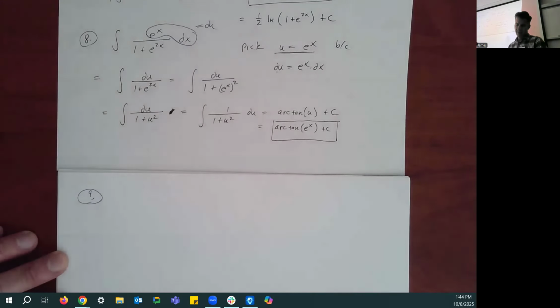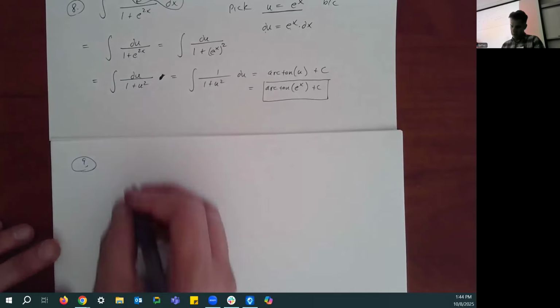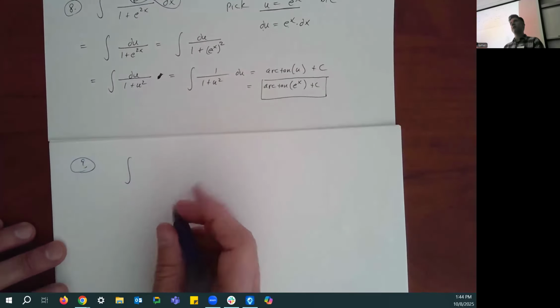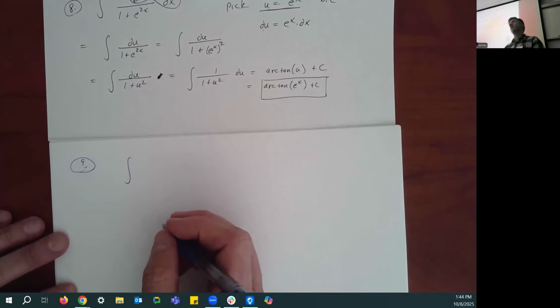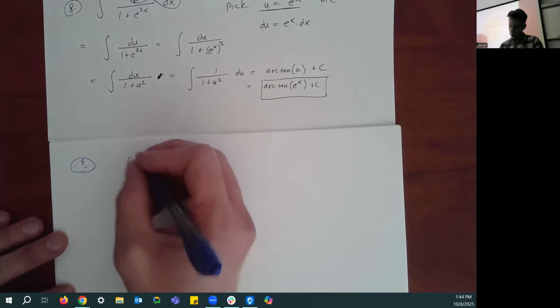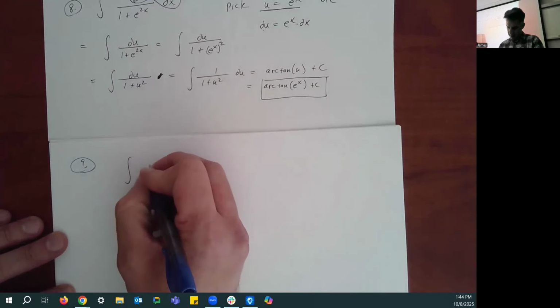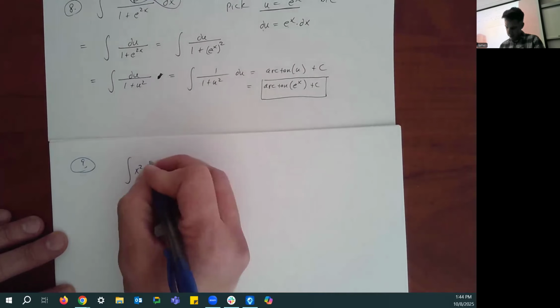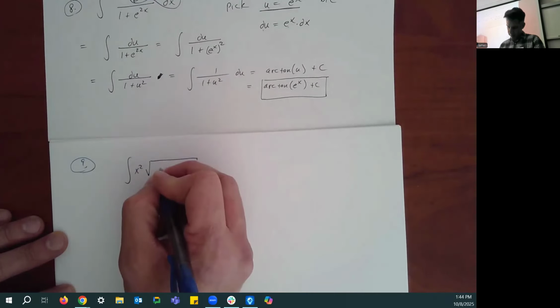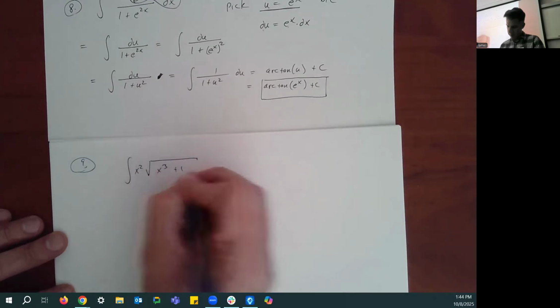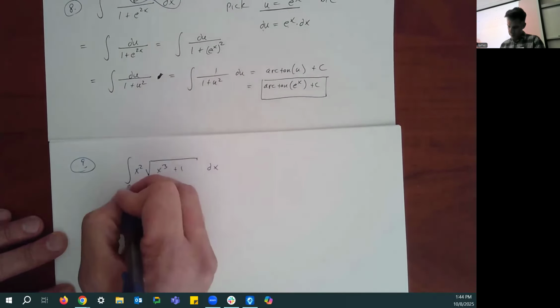Problem 9. Yeah, we'll do this one. So let's say we have the integral of x squared times the square root of x cubed plus 1 dx from 0 to 2.